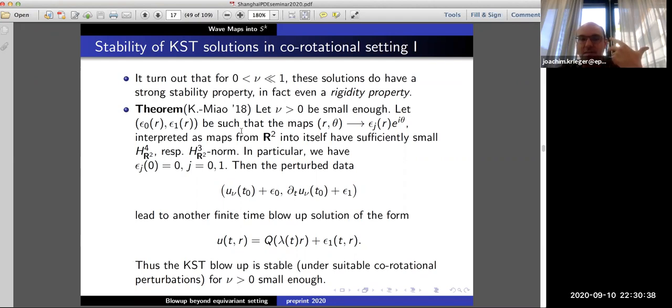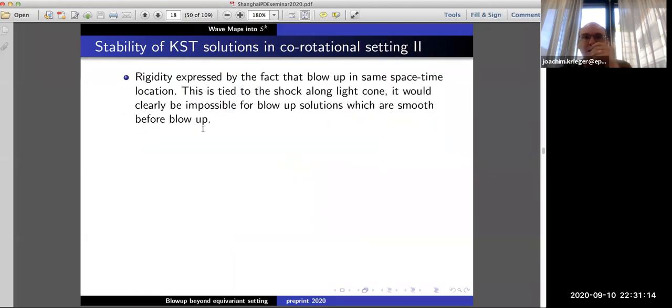Now you can say this seems strange, because how could you even blow up in the same space-time location? After all, you can translate these things around, so this doesn't make any sense. But the point is, if you take one of these KST solutions and translate it around, and you compare the data of the translated solution to the data of the original solution at fixed time, then you will see that the difference, the increments that you've added, are rough. They're only of regularity H^(1+nu). And the crucial thing here is that the increments have to be much smoother. They have to be of regularity H^4 and H^3. So there is no contradiction from this. Okay, so there's a rigidity in these solutions even.